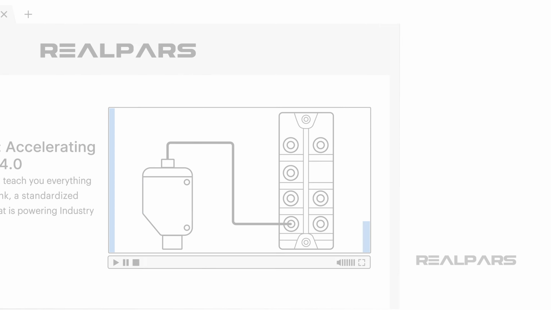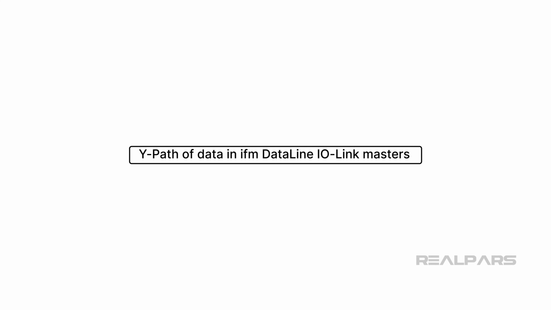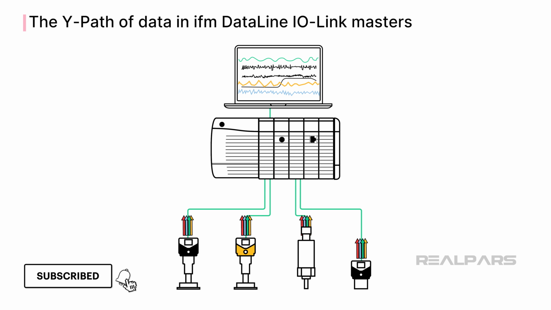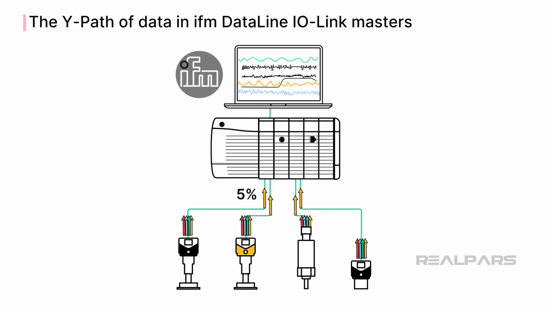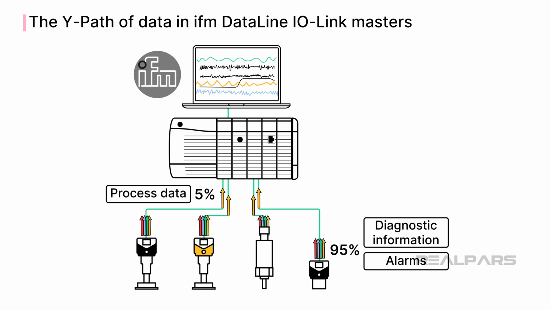Let's get started by reviewing the Y path of data in IFM DataLine IO-Link Masters. Industrial sensors generate a lot of data. According to IFM, about 5% of the data generated by a typical sensor is process data that is used by the PLC to control the process. The remaining 95% of data generated by a sensor is additional information such as diagnostic information and alarms. Until recently, that information remained trapped in the sensor, where it could not be used to improve process performance.